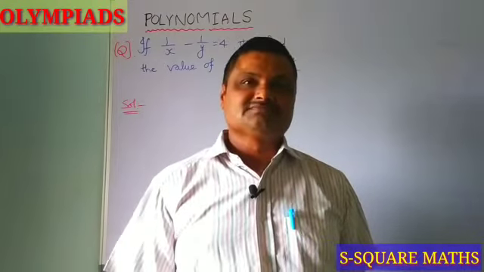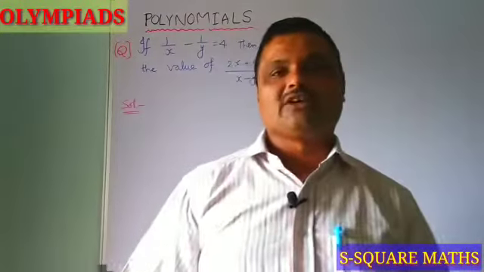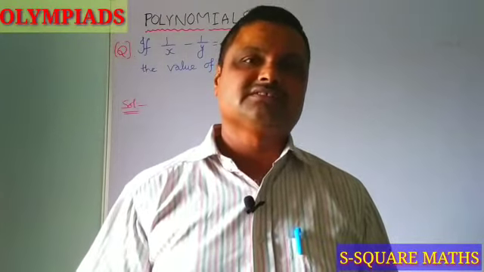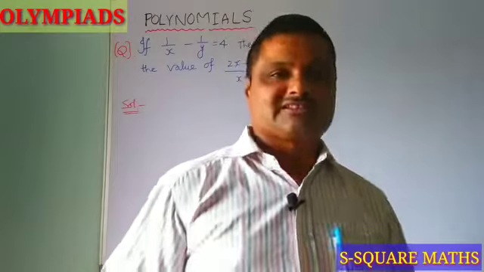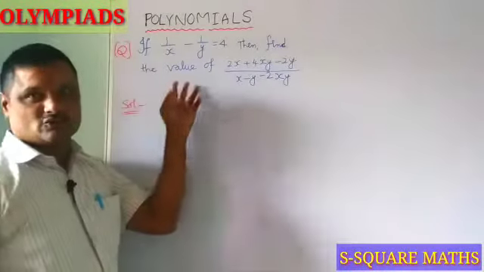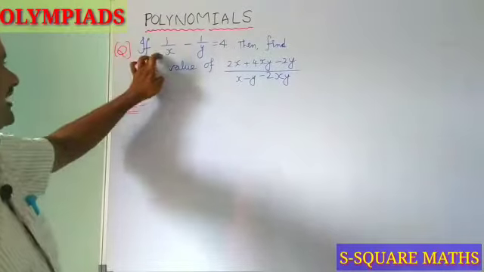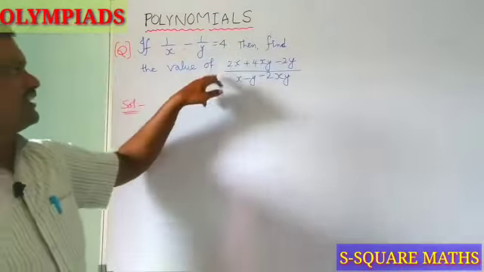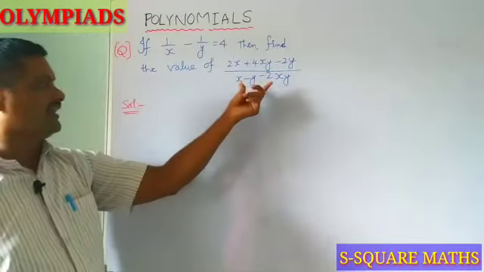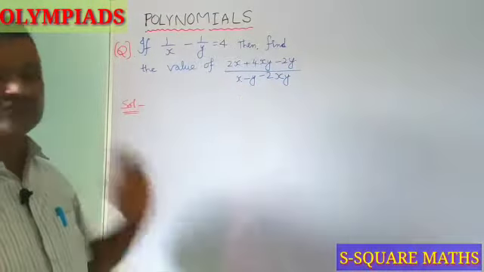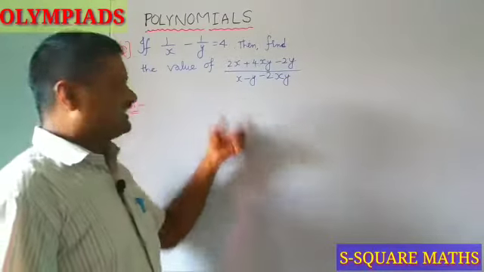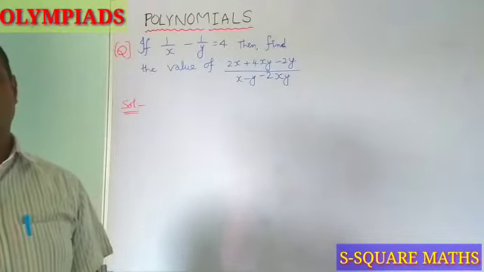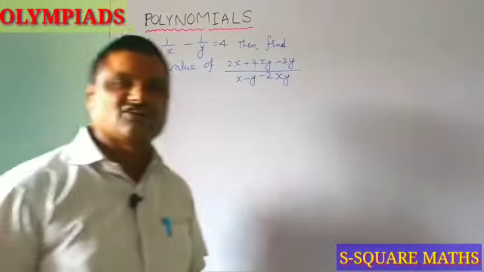This is Santosh. Today we are going to discuss various Olympiad problems based on polynomials. So let us go through our question now. If 1 by x minus 1 by y is equal to 4, then find the value of (2x plus 4xy minus 2y) by (x minus y minus 2xy). By seeing this question, many of the students will get confused about how to proceed with the problem. Okay, so let us start our solution now.